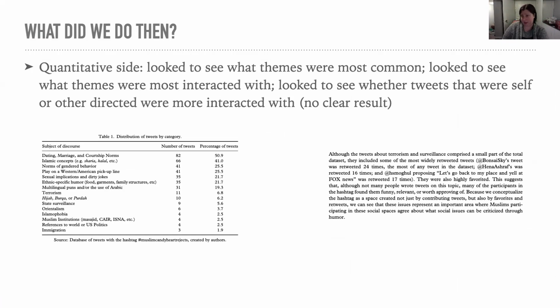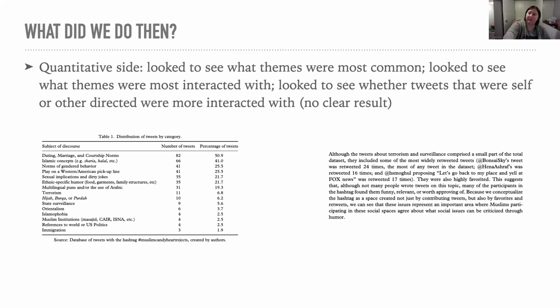This is something that was fairly easy for me to generate in statistical software. And so you can see that just over 50% of the tweets involved dating, marriage, or courtship norms. 41% involved Islamic concepts. 25% norms of gendered behavior. 25% a play on a Western or American pickup line. Just under 22% sexual implications. So, like I said, there were a lot of dirty jokes in these, and they were good. You can see how things were organized here.